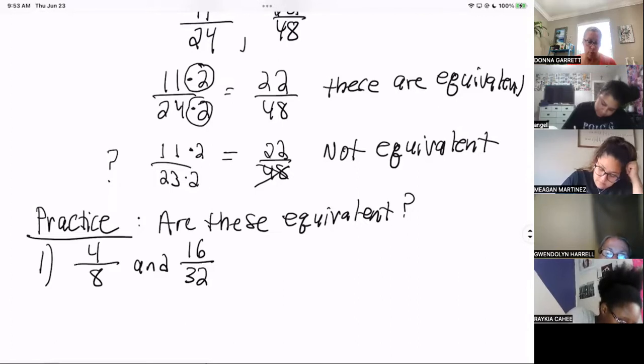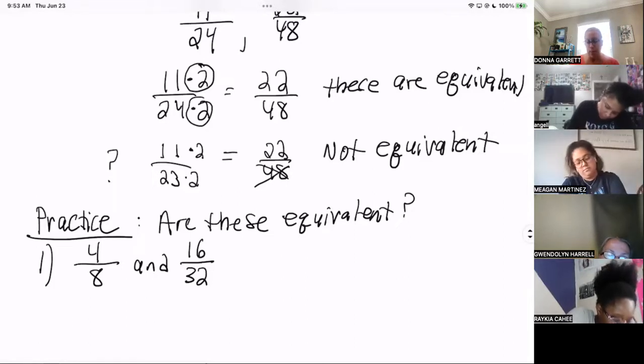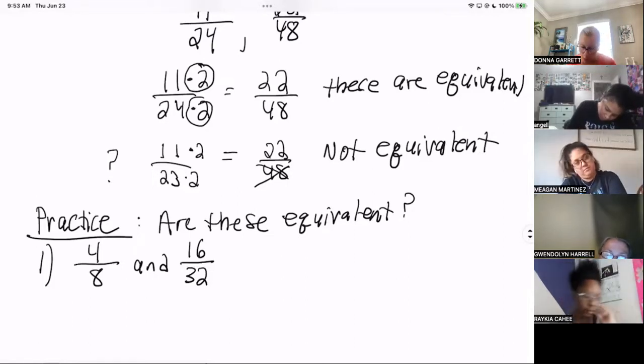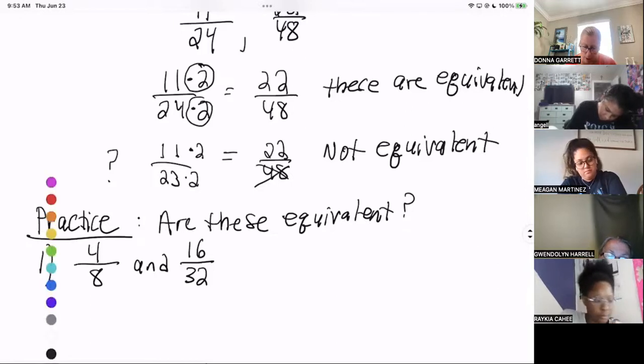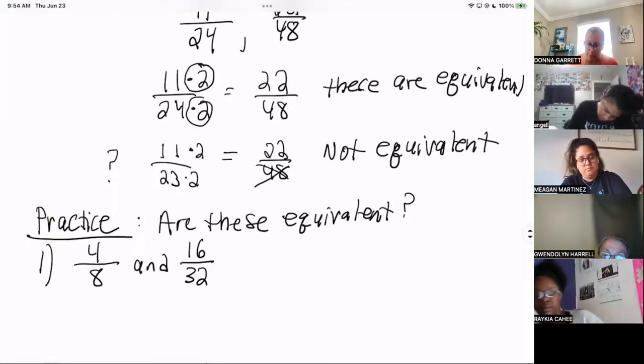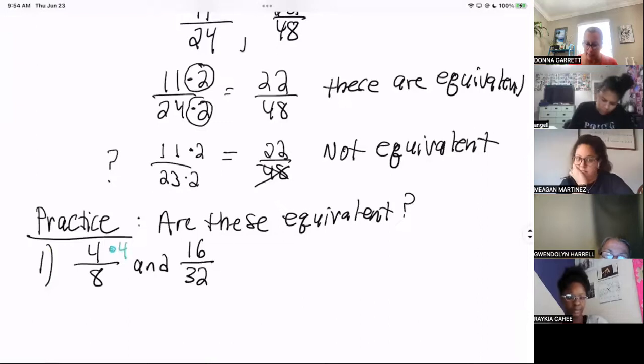So 4 over 8 and 16 over 32. I could do two things. I could simplify them both and see if they're the same. But here, let me just change my color so it stands out. In my eyes, this is what I see. 4 times 4 is 16, right? So is 8 times 4 32? The answer is yes. So yes, they're equivalent.